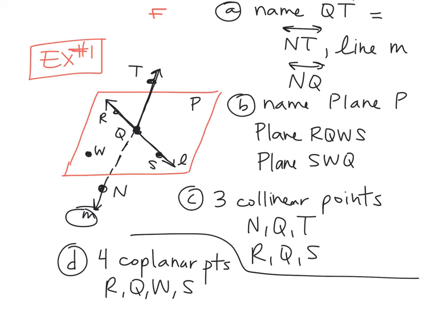So if this is my plane P, right? T is up here, Q is here, N is down here. So it's almost like the plane is shielding you from seeing that part of the line. Sorry, that would have helped a lot, huh, Jared?